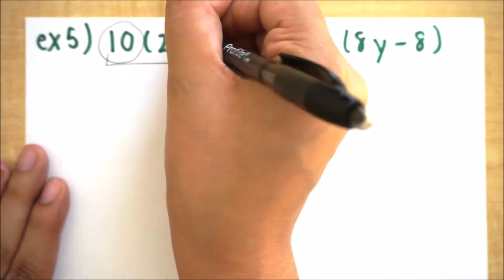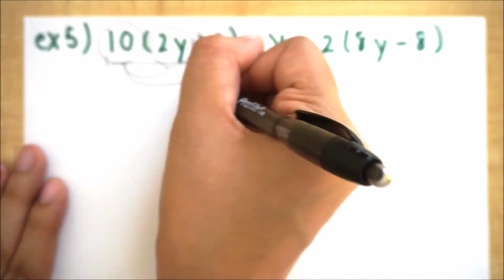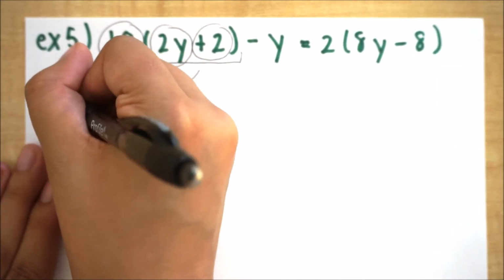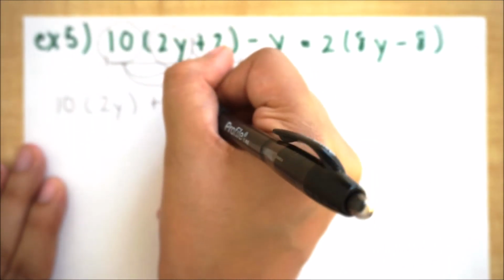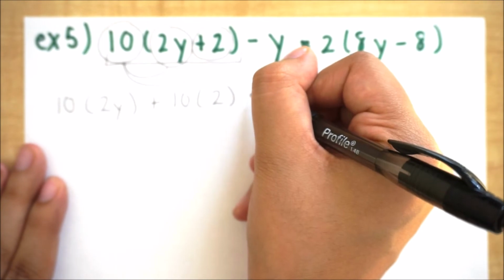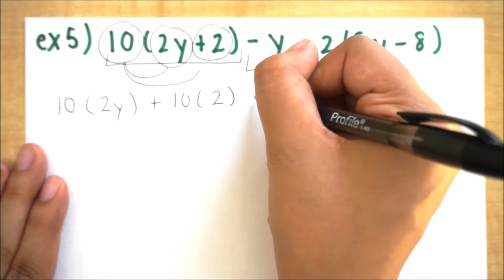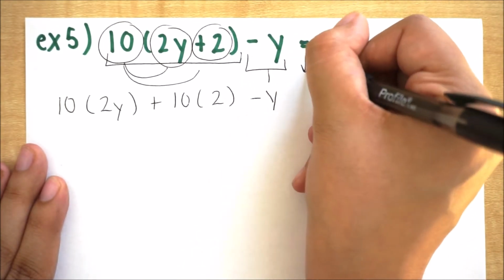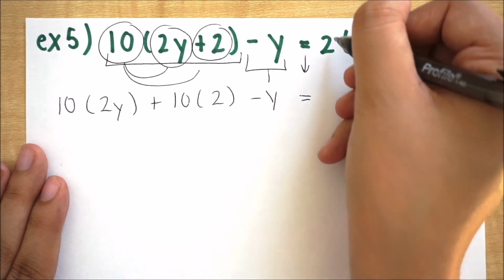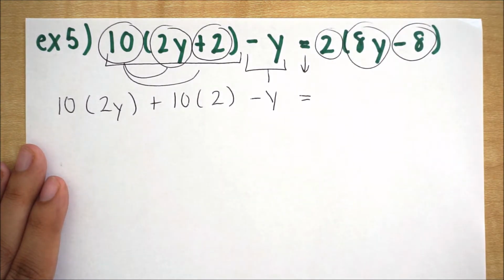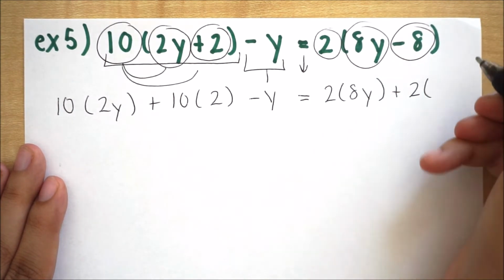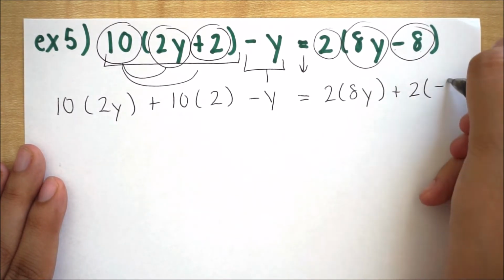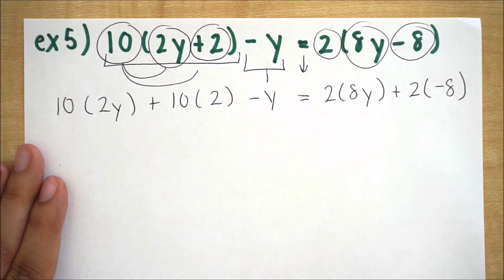All right, here is example 5. So I've gone ahead and made my bubbles, and I'm going to multiply them together. So we'll have 10 times 2y and 10 times 2, and we're going to add those, and we're going to bring down the negative y, bring down the equal sign, and then the same distribution we want to do with the 2 and the 8y. So we'll say 2 times 8y plus 2 times negative 8, and we'll worry about the signs later.